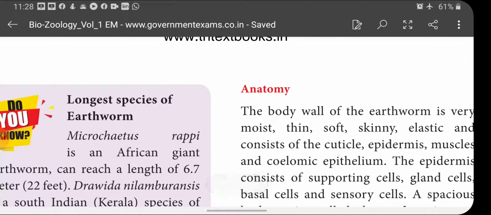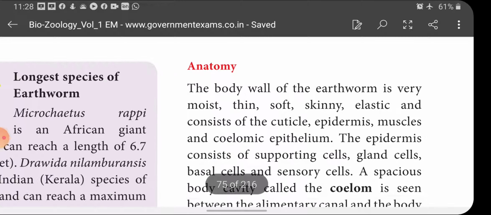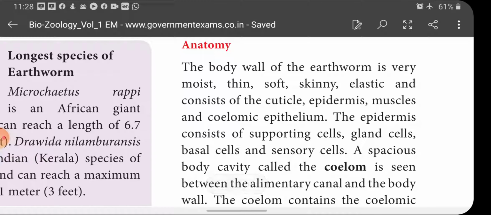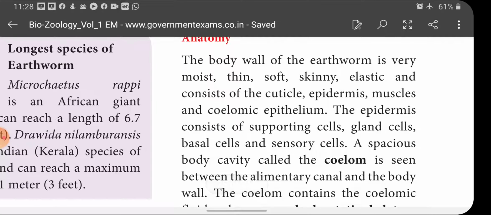So far we have discussed the morphology of the earthworm. Now we are going to anatomy, which means the study of internal structure. So we are going to see the internal structure of the earthworm. The body wall of the earthworm is very moist, thin, soft, skinny, elastic, and consists of the cuticle, epidermis, muscles, and coelomic epithelium. The epidermis consists of supporting cells, gland cells, basal cells, and sensory cells.